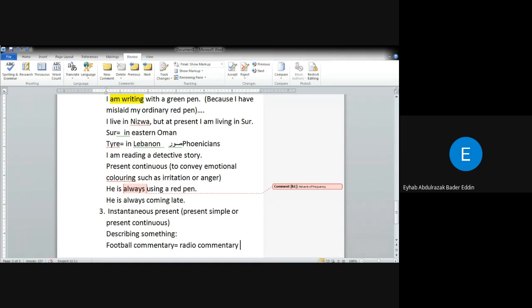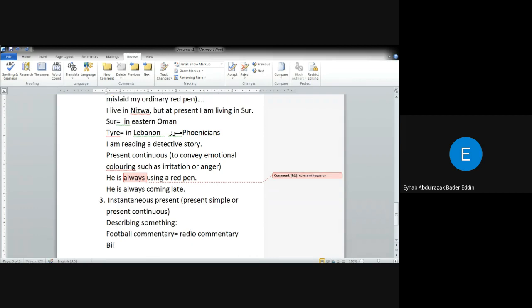Okay, for example, Bill passes to Gerard. Here, usually, especially when we have commentary, we usually use present simple. Okay?